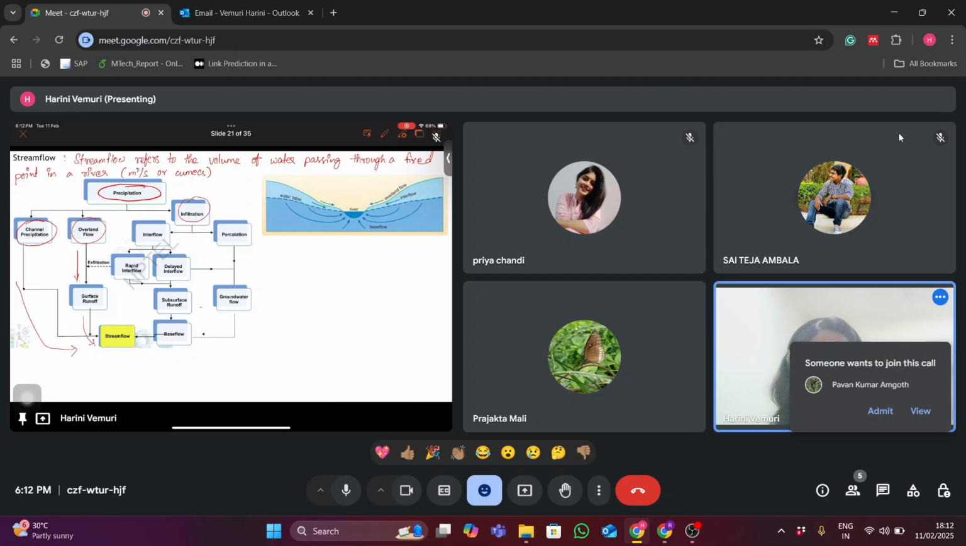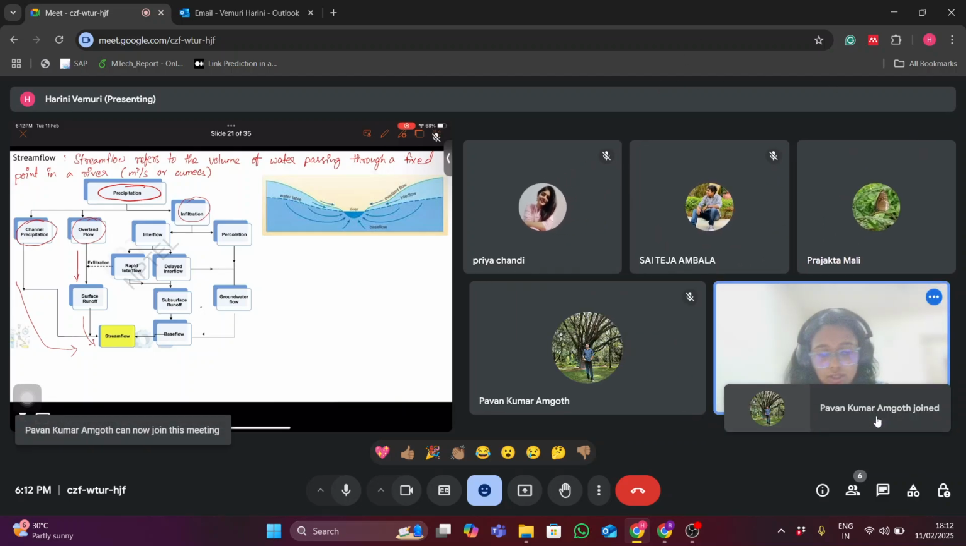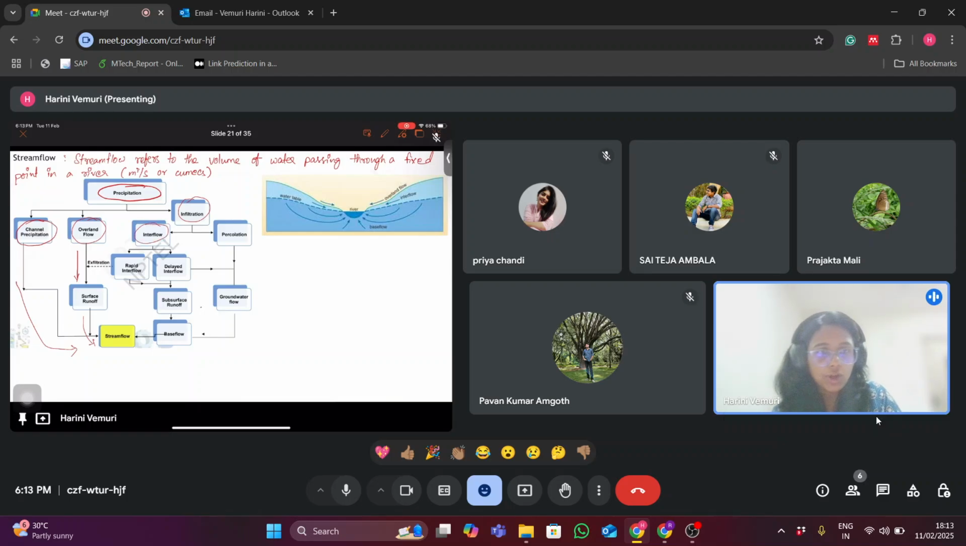Whatever water got infiltrated will flow through the soil profile as interflow, and part of this infiltration water will percolate deep into the deeper layers of soil, which will be stored as groundwater. And this interflow, the lateral movement of water in the soil, has two types: rapid interflow and delayed interflow.